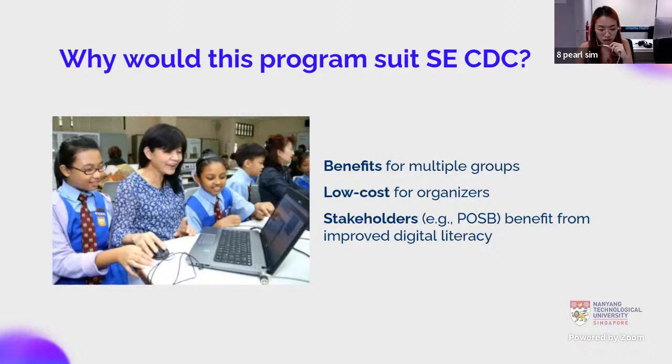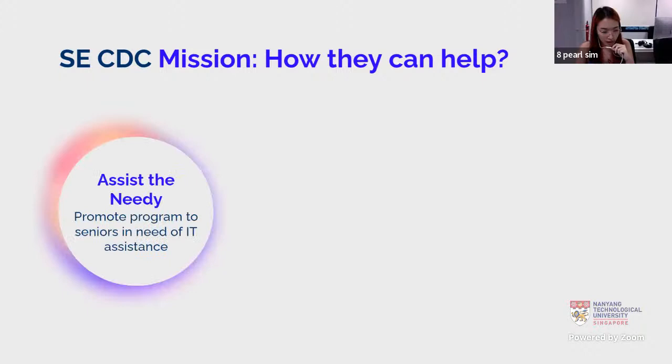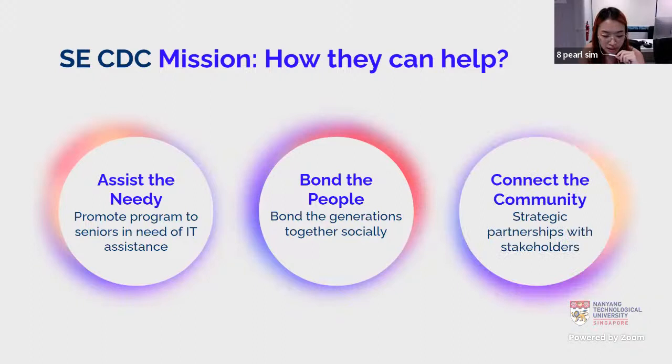Now that we've advocated why this program would be good for SECDC, we now list how they can help us roll out the program in line with their missions. First, to assist the needy, they can help to promote the program to seniors in need of IT assistance with posters and adverts. Next, by bonding the people, we can improve social and digital inclusion across the generations. Finally, connecting with stakeholders in the community like schools and businesses to form partnerships can provide or alleviate budgets on funding.